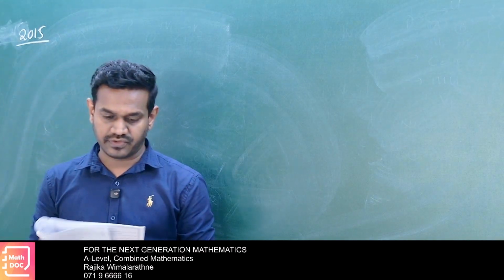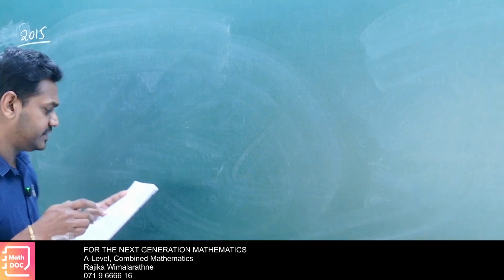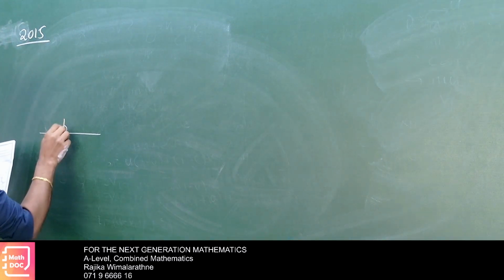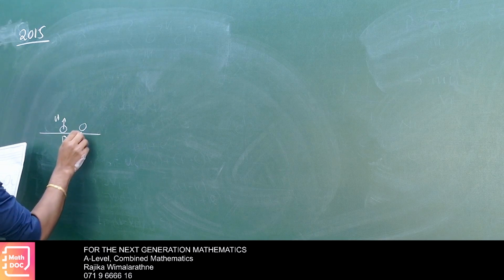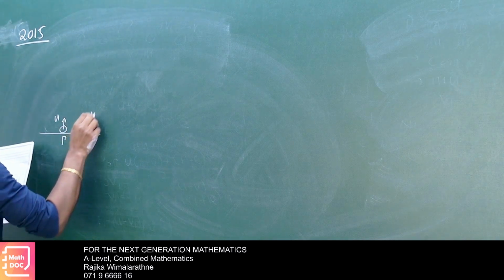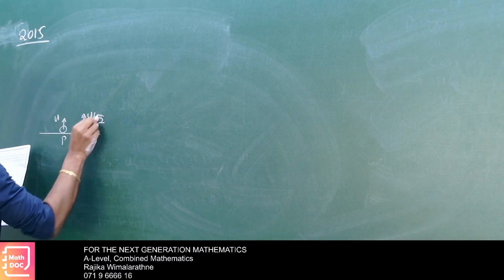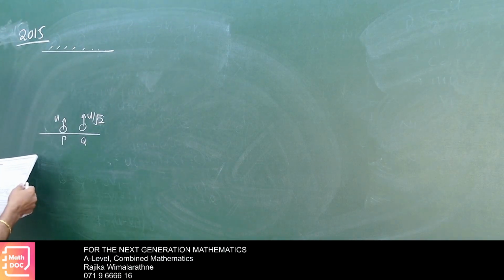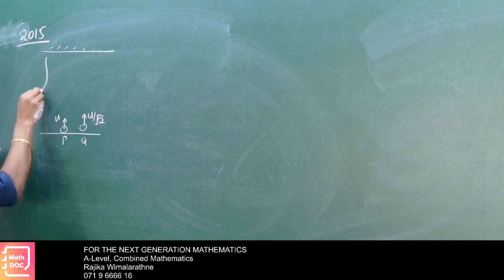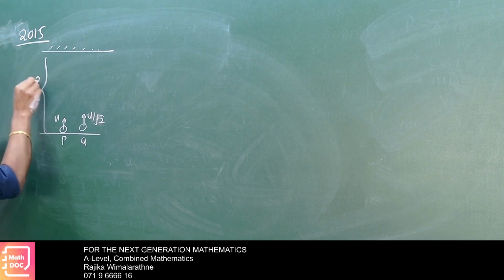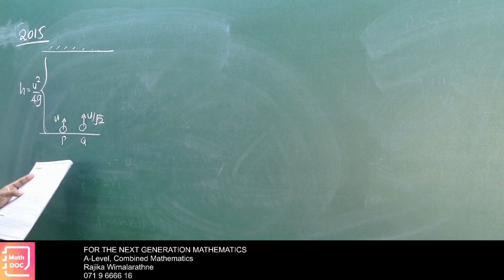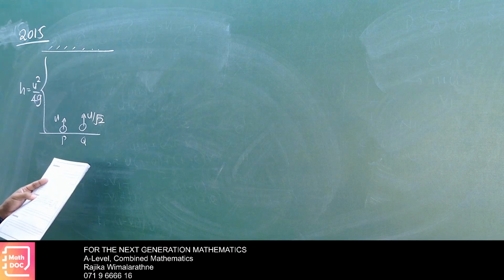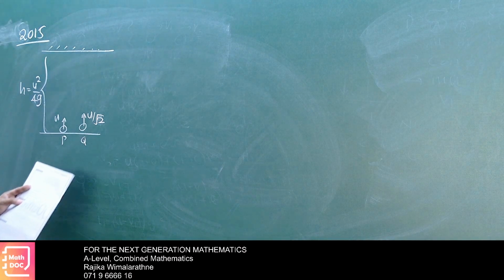2015: two particles P and Q are simultaneously projected vertically upwards with speeds u and u over root 2. Here particle P has velocity u, and particle Q has velocity u over root 2. Here is the ceiling, height given as u squared over 4g. The coefficient of restitution between the ceiling and particle P is 1 over root 2. Find the speed of particle P just before it strikes.